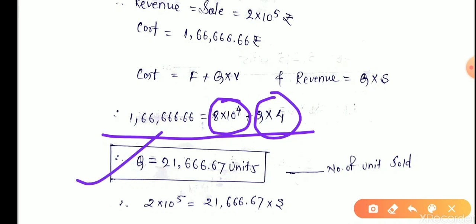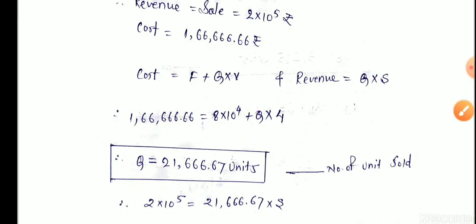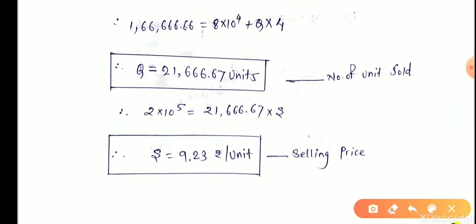Q is calculated. After solving the above equation, we get Q equal to 21,666 units. It means to get total sales of 2 lakh rupees, we have to manufacture or sell 21,666 units, and only then we get the profit of 20%, and after getting this profit we have the total revenue of 2 lakh rupees.